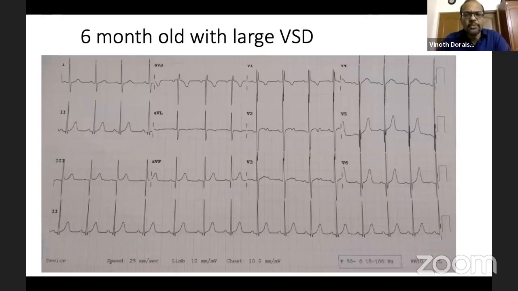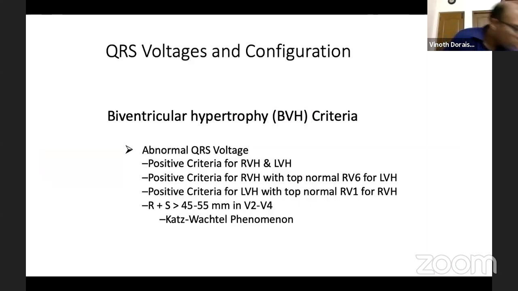Now a 6-month-old child with a large VSD. Immediately again you see the deep S waves in V1 and the tall R waves in V6. But now you see deep Q waves in V6 along with tall T waves. So this is the volume overload pattern. We know that a VSD will have left atrial and left ventricular enlargement. So this ECG shows us that the VSD is significant because there's a left ventricular volume overload pattern. So, LVH with volume overload.